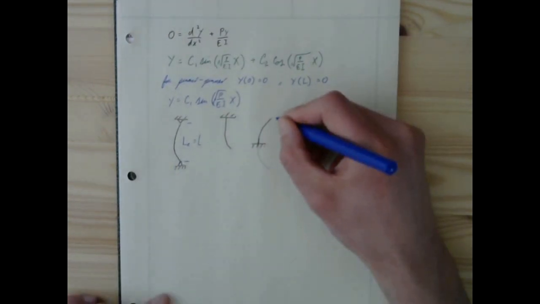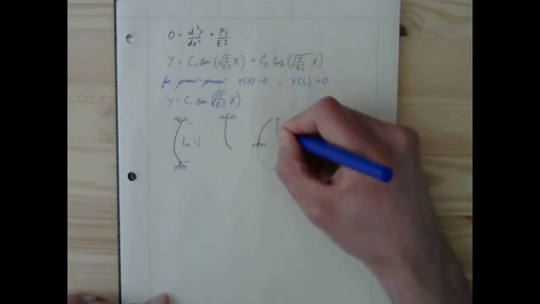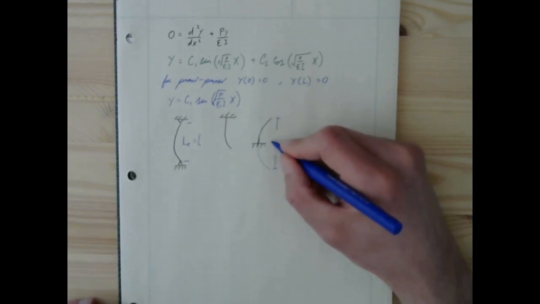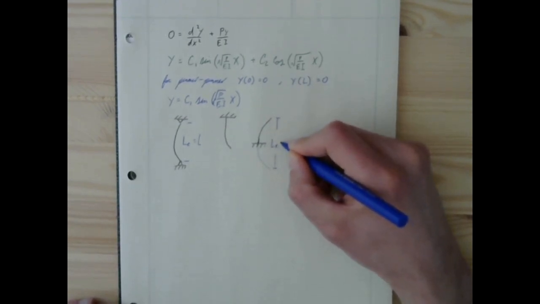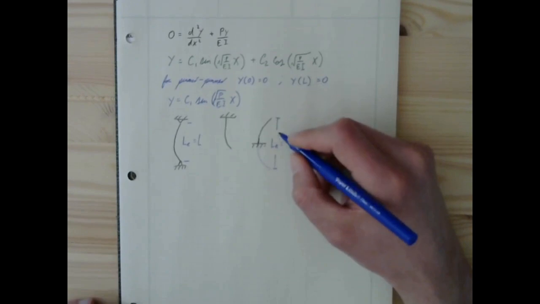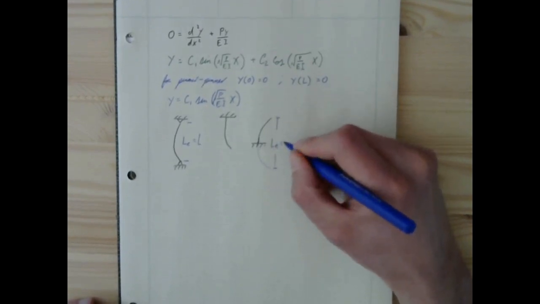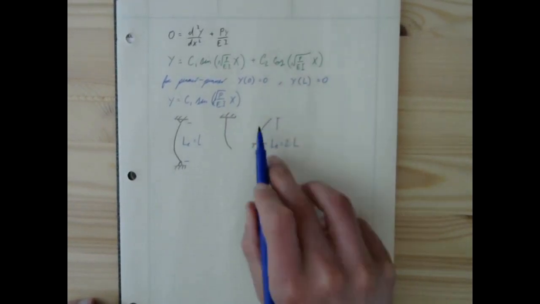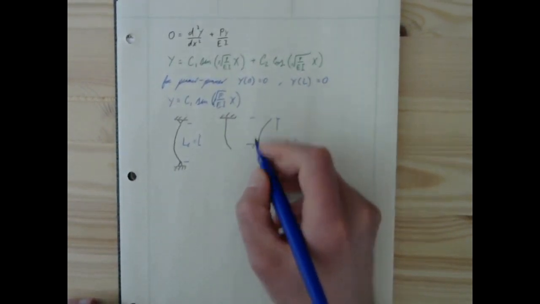With this one, this effective length, you'll notice, is going to be twice as long as the actual length of this column, which is only going to be from there to there.